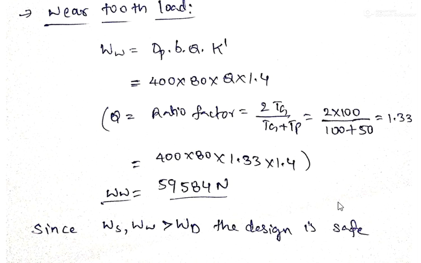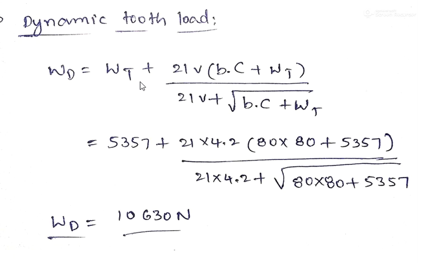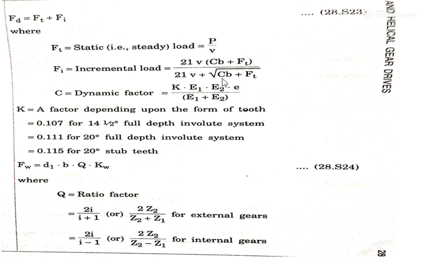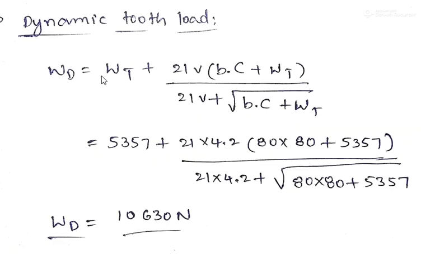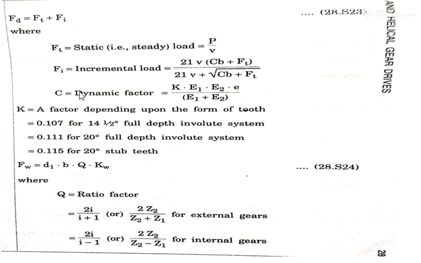Friends, you may feel that these formulas are very big, but as we know, we have the data book. From that data book we can find some formulas, like FD, the dynamic tooth load. Here we can get the formula directly from the data book itself, and FW stands for wear tooth load. Here we have taken WD for dynamic, but in the data book it is FD. So there is a change of notation: we take W for the load, but the data book takes F for the load.